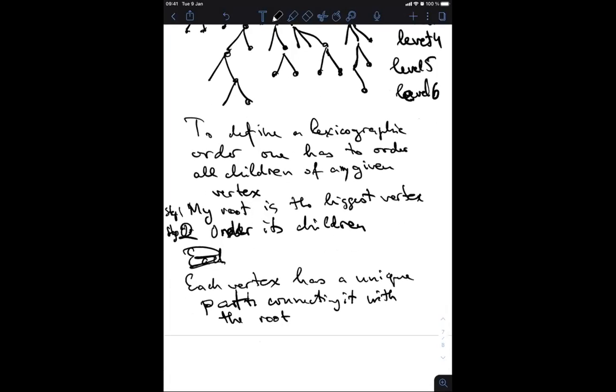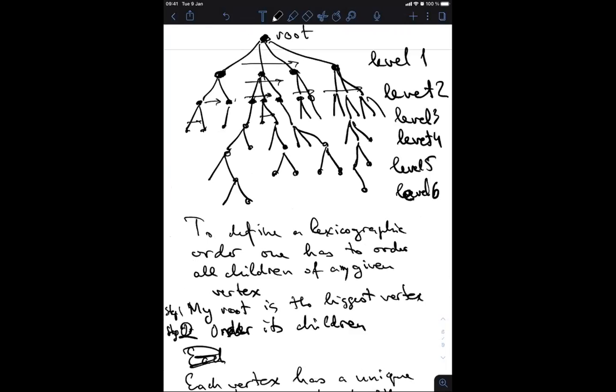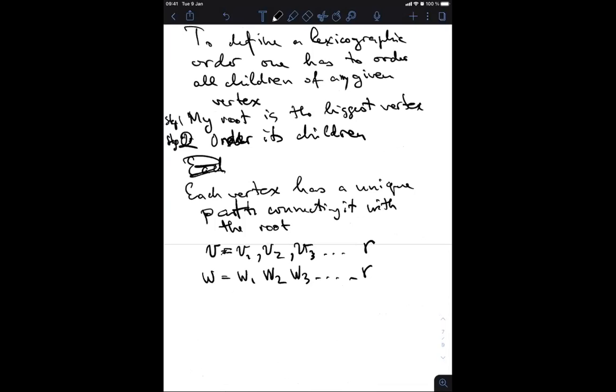Say I start with my vertex V, and then V is V1, then we have V2, V3, and so on, and finally I'm ending up with the root. And I have, say, W is W1, W2, W3, connecting it to the root. The path doesn't have to be of the same length. Okay, and maybe I should write it the other way around, starting with the root, but don't bother.